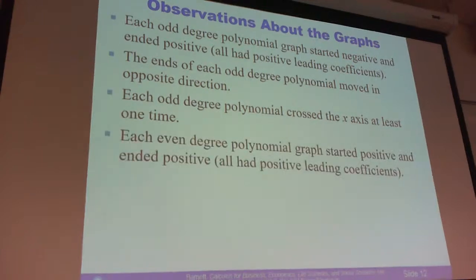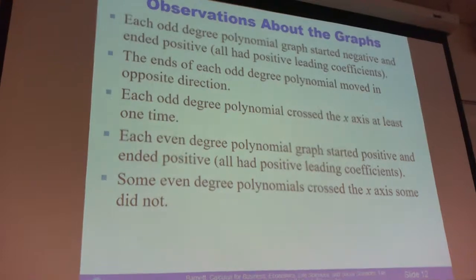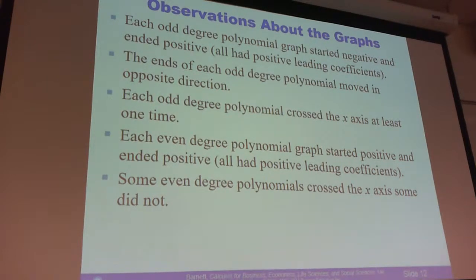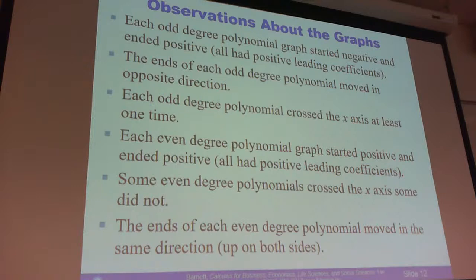Each even degree polynomial started positive and ended positive. All had positive leading coefficients. Some even degree polynomials crossed the axis, some did not. The ends of each even degree polynomial moved in the same direction.